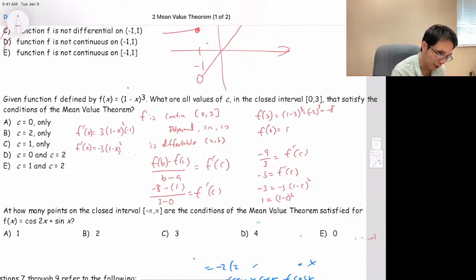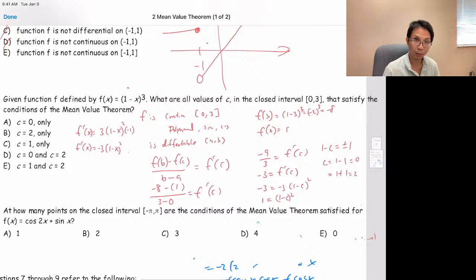Now what happens if I square root both sides? It'll be 1 minus c is equal to plus or minus 1. So c is equal to 1 minus 1 or 1 plus 1. So that's equal to 0 or 2. So the problem is you're going to get two solutions here, and those solutions are 0 and 2.